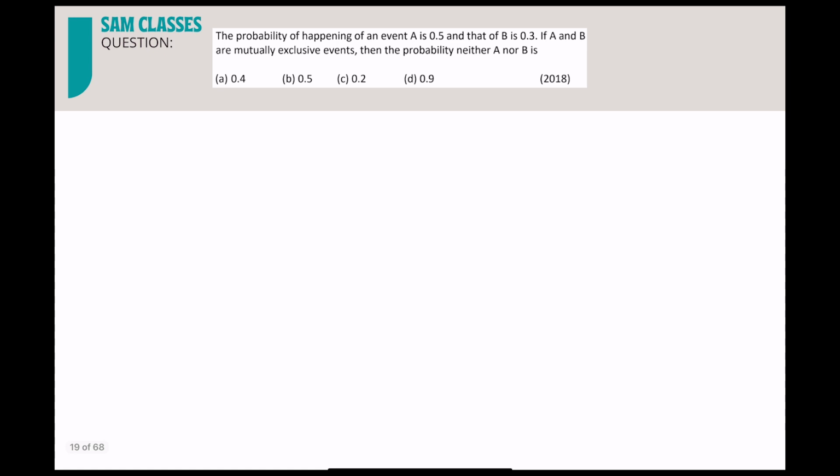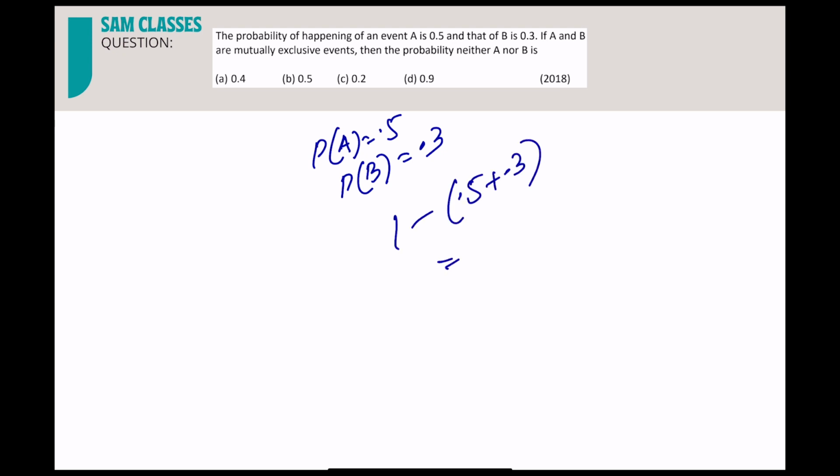Now, next: the probability of happening of an event A is 0.5 and of another event B is 0.3. A and B are mutually exclusive events, then the probability of neither A nor B. Very, very simple question. Okay, neither A nor B. How will you do? P of A is given as 0.5. P of B is given as 0.3. So 1 minus (0.5 plus 0.3). So how much? 0.2 is the answer.